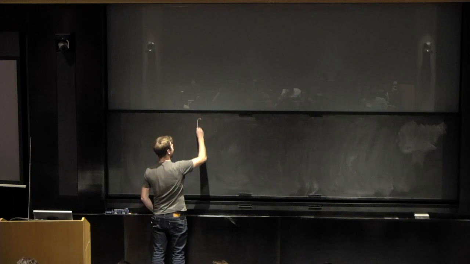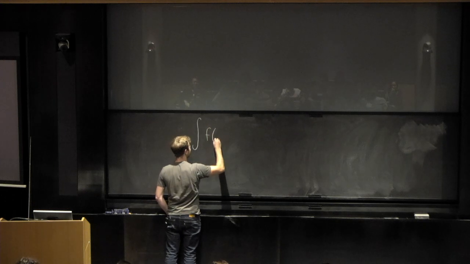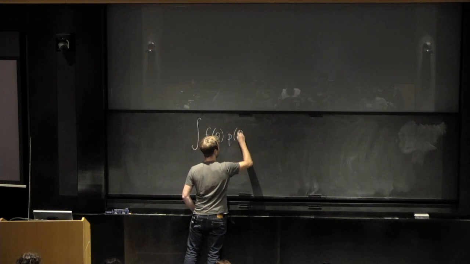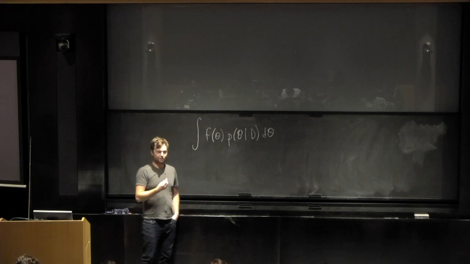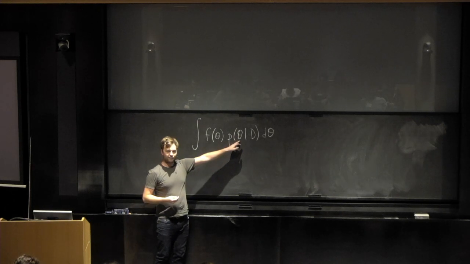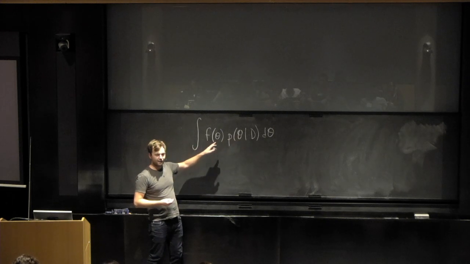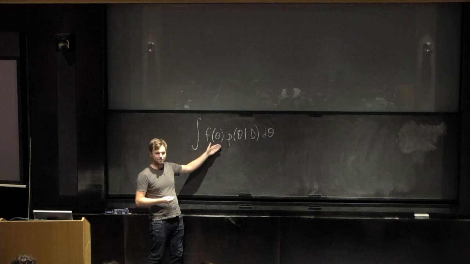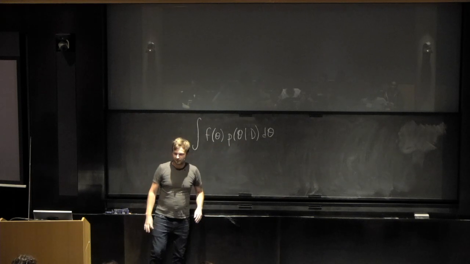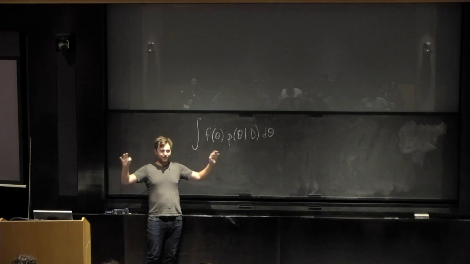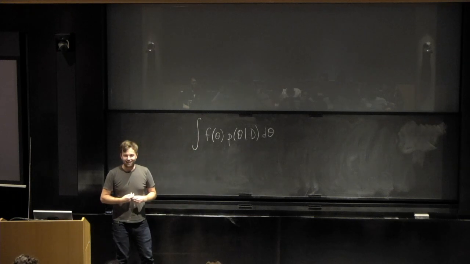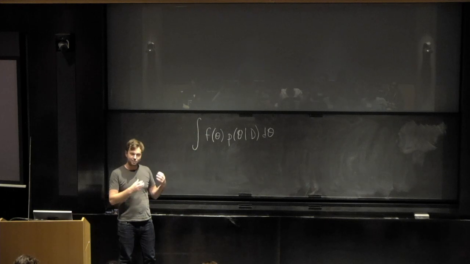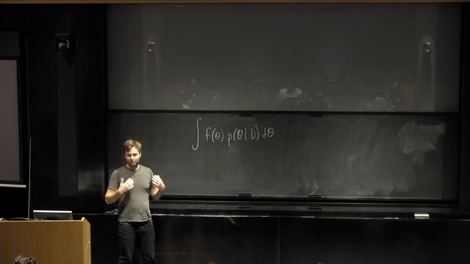And the integrals that you want to do have some form like this, where D is some representation of your data. This is the posterior probability. Theta are your parameters. And you want to evaluate some expectation of some function of your parameters weighted by the posterior probability. This is it. This is all of Bayesian inference. And in my world, it's basically all of science. MCMC is a way of doing this integral. We say lots of other words, but at the end of the day, that's all it is.